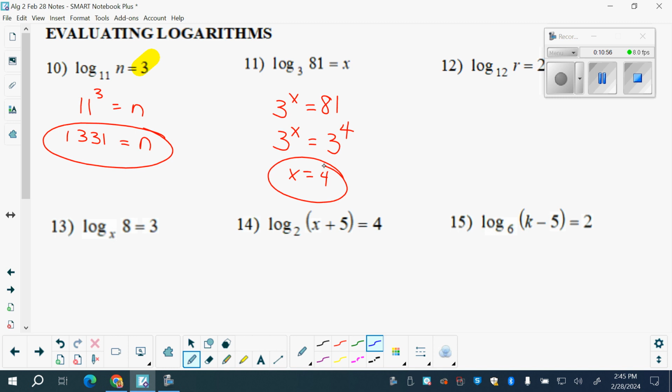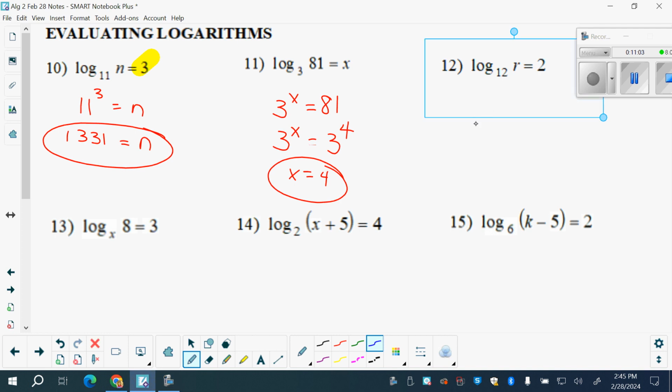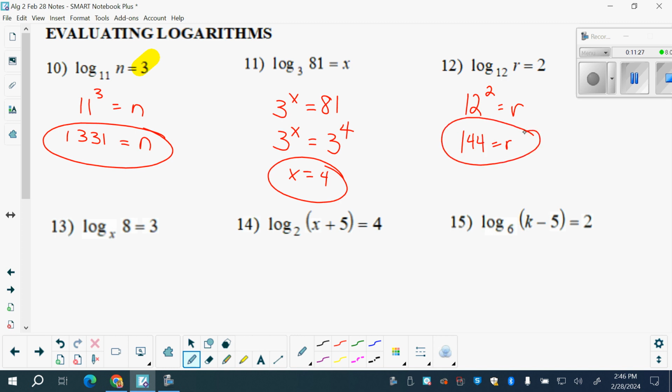Okay, so number 12. Base is 12. What's my exponent, Kira? Yes. And that'd be equal to what according to this equation? Yes. So then we just find out what 12 squared is. 144. And that's our answer. Not too bad, huh?